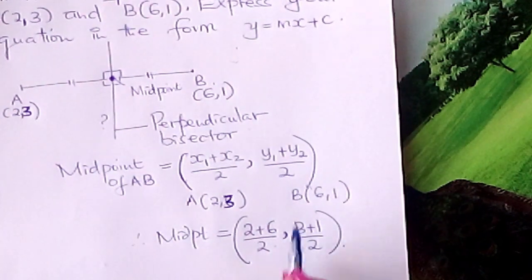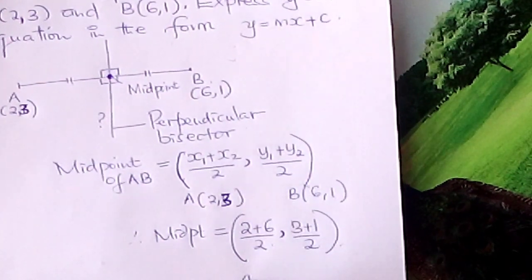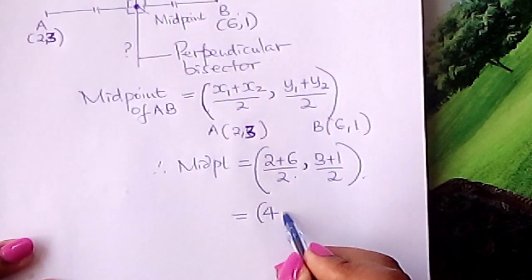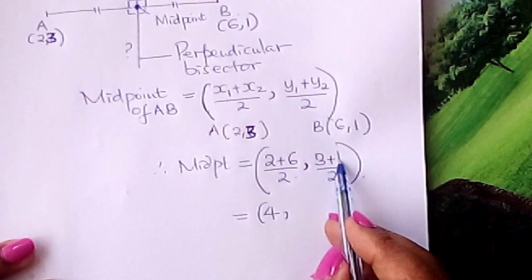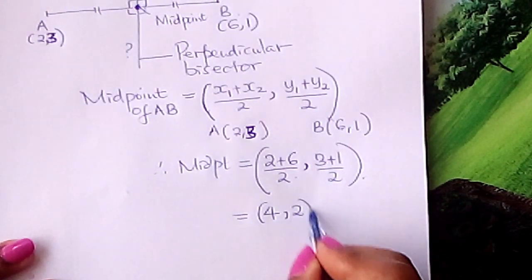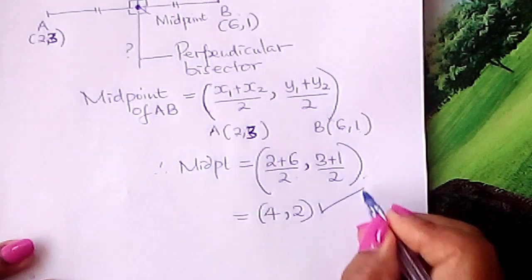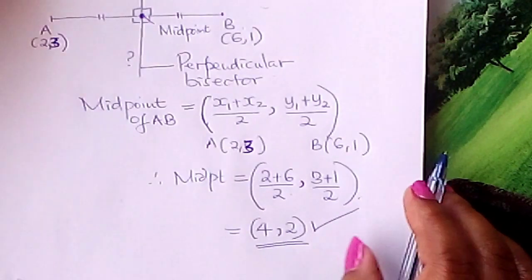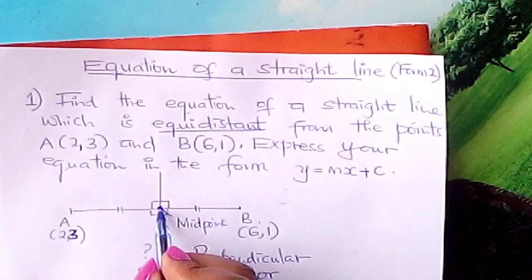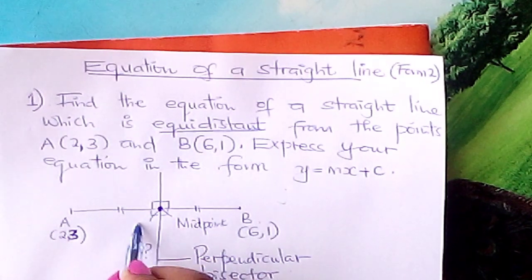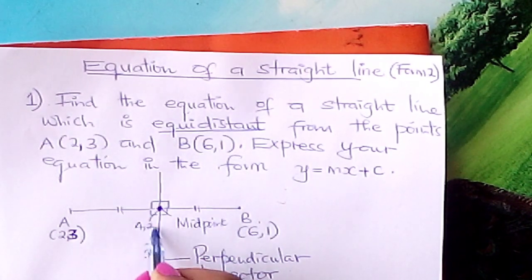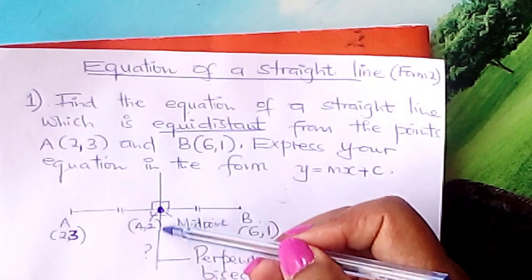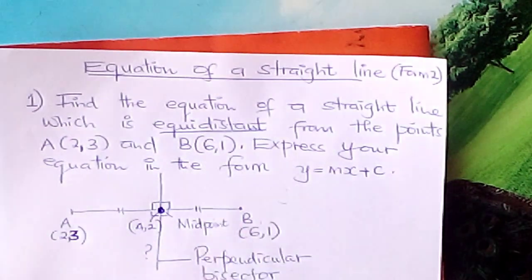So you add, this is 8, divide by 2 gives you 4, learner, 4, comma, this plus this is 4 divided by 2 gives you 2. So that is the midpoint of our line AB. So we can come and fix it here. This midpoint here is (4, 2). The midpoint is (4, 2). So our perpendicular bisector is passing through that midpoint.